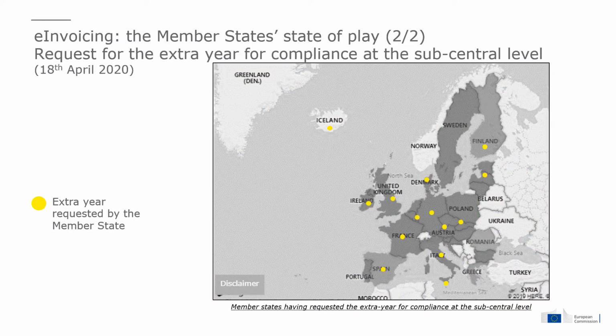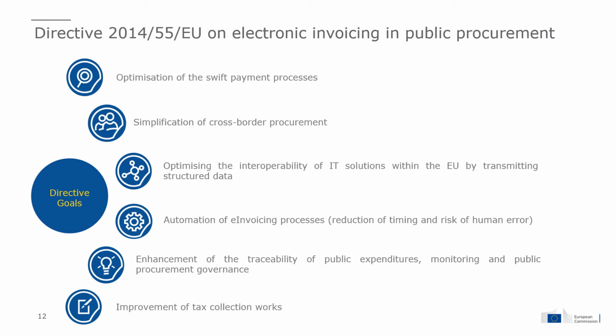And then we had the countries that asked for the extension for the subcentral level, which is quite a number of countries that are now preparing for municipalities and regions and so on to be ready for receiving electronic invoices. The directive on electronic invoicing in public procurement is trying to address several needs, and it can provide benefits of different types. It gives optimization of the payment process, also an important aspect, simplification of cross-border procurement.